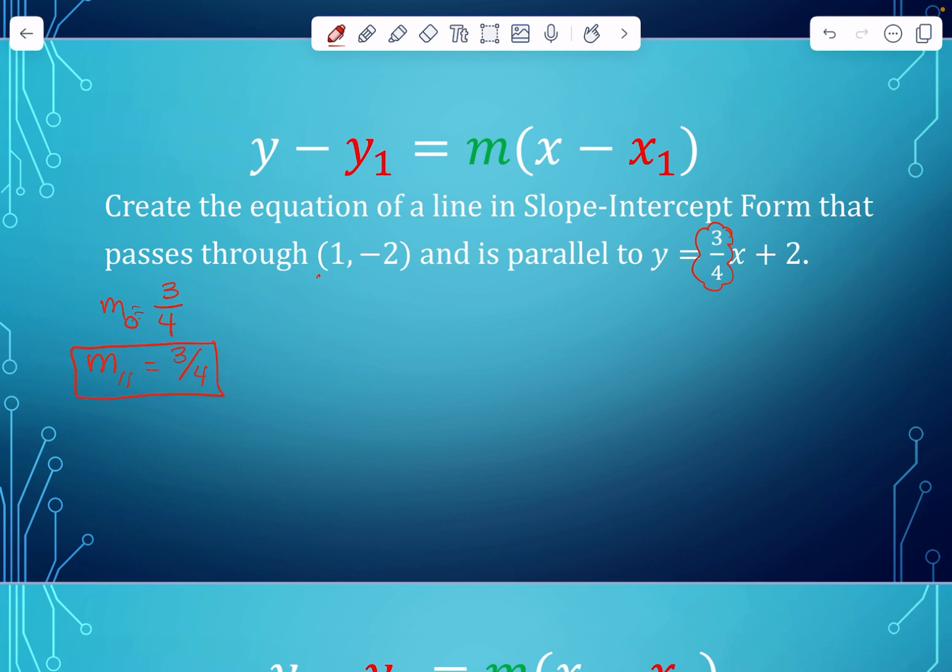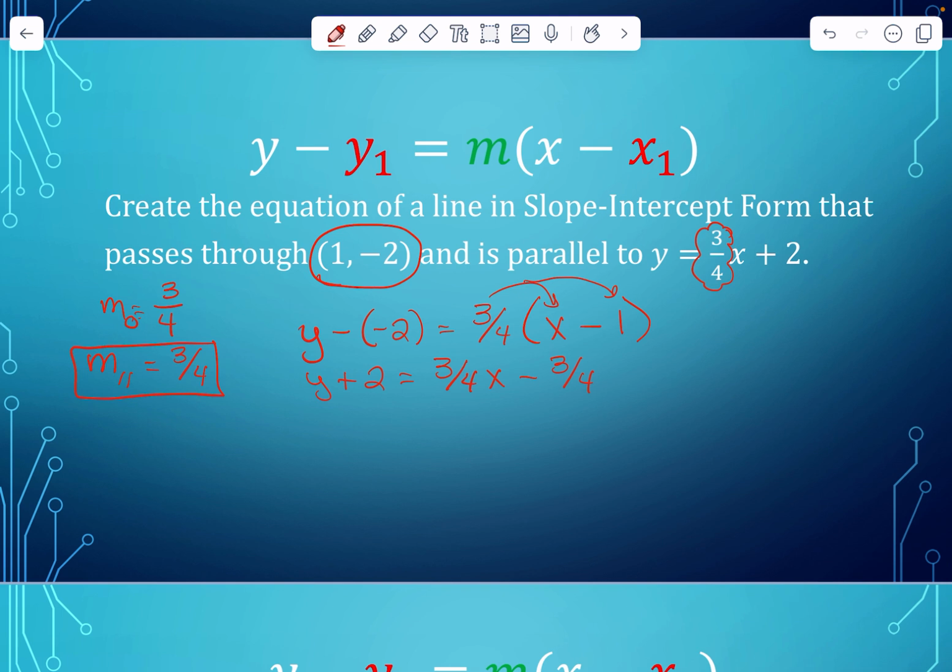So now I'm going to take my point, (1, -2), and the slope of the parallel, 3/4, and plug them into the point slope formula. So I'm going to go y minus, if you want, you can write it minus a -2, equals the slope, 3/4, times x minus the x value, which is 1. Now, let's just clean this up. So this is going to turn into y plus 2 equals 3/4 x. I'm going to distribute that in, minus 3/4.